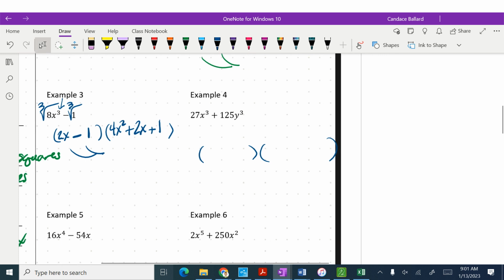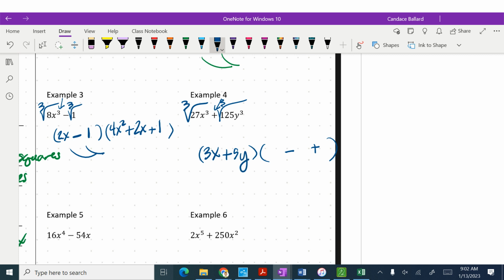Okay, looking at example 4. Is there a greatest common factor? No? Okay. Squares or cubes? Cubes. All right, because there's 2 terms. What sign goes first? Plus. What are my next 2 signs? Minus, plus. Good. I'm going to cubed root 27x cubed. What do we get? 3x. Good. I'm going to cubed root 125y cubed.